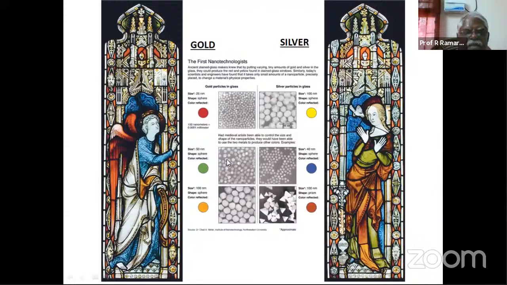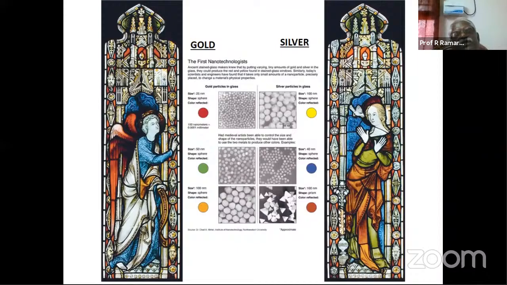If you take silver, the smallest size gives you the yellow color or blue color or even red color, okay? But between this red and that red, there is a little difference. So silver also can produce almost several colors with this. But more than color, this gold and silver are used everywhere in science: catalysis, sensor, medicine, everywhere.